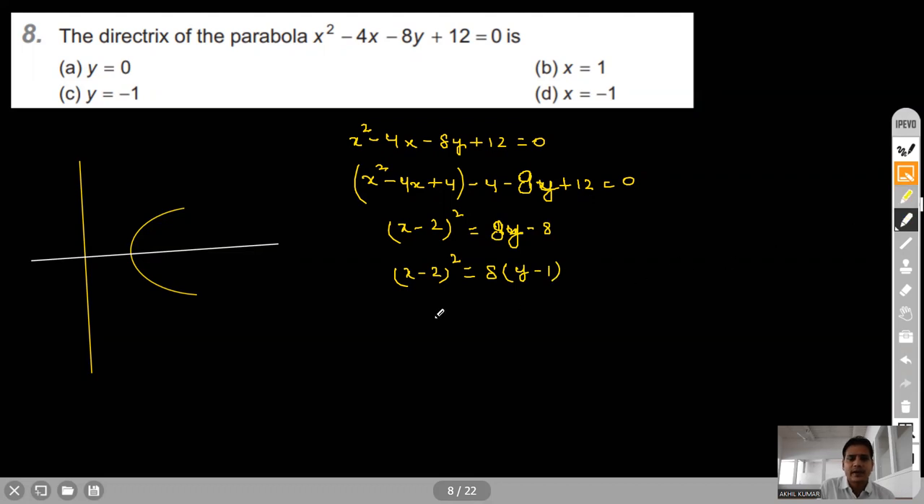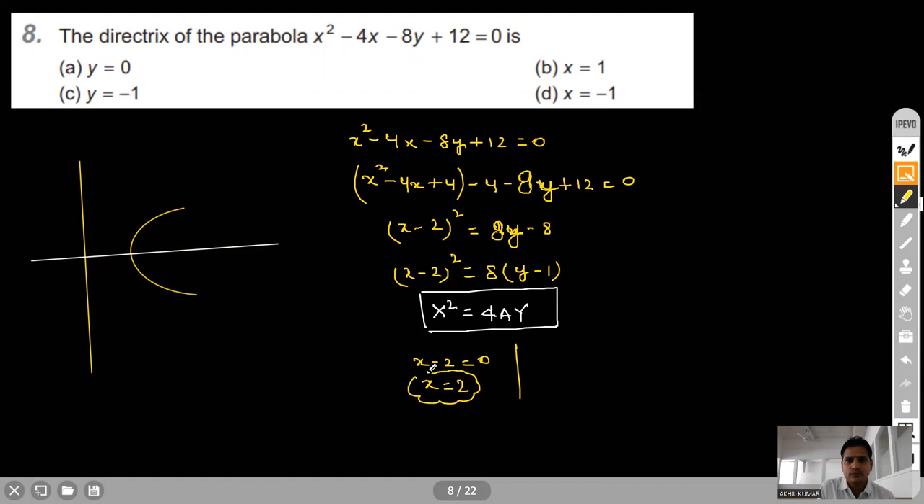Now, what we can do, it's a case of the shifted vertex, and the standard form for this type of parabola will be x square is equal to 4ay. This will be the standard parabola of this form. So what will be the vertex for this? Vertex for this will be x minus 2 equal to 0. From here we get x is equal to 2. And y minus 1 equal to 0, or y equal to 1. So our vertex has the coordinates 2 and 1.